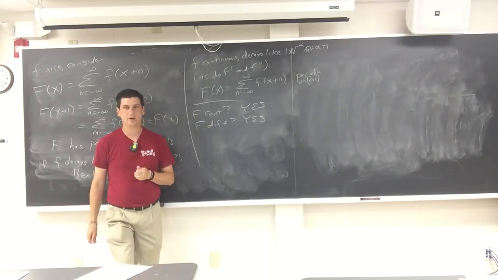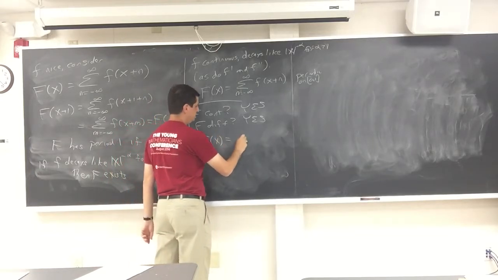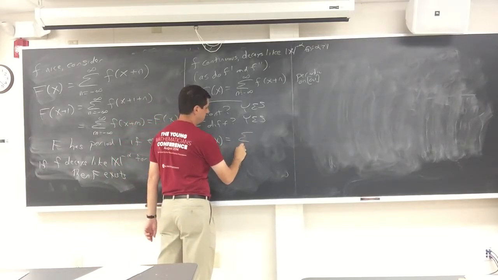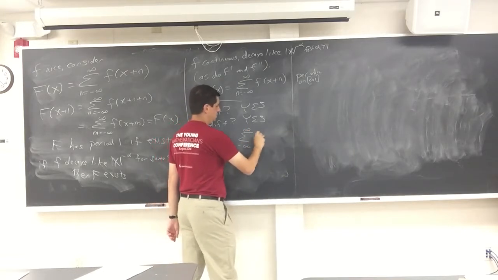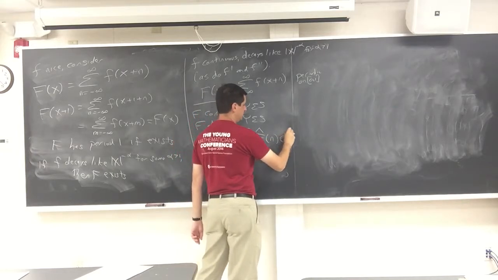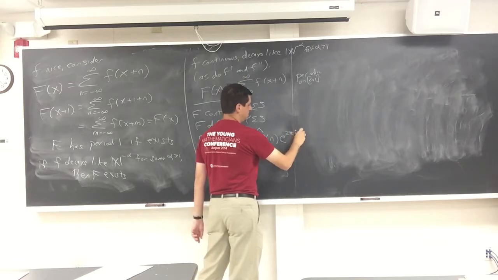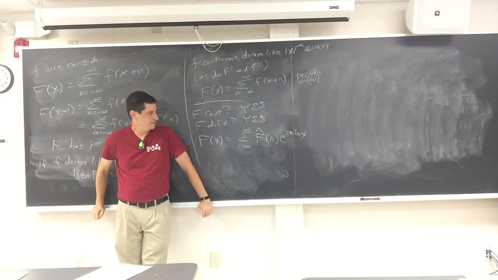If we can show this now, then we would know that f of x is equal to the sum from minus infinity to infinity of f hat of n e to the 2 pi i n x, where big F hat is the Fourier transform on 0, 1, or minus a half to a half.